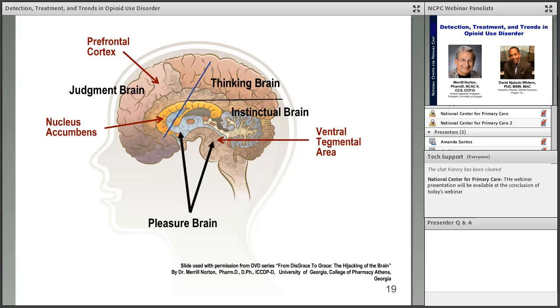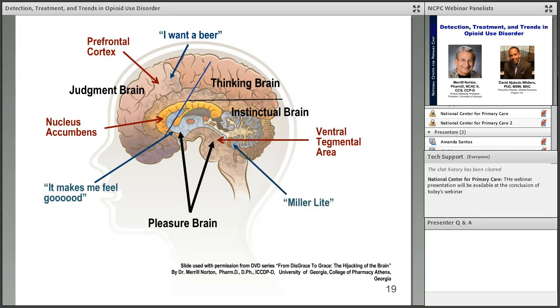And basically a normal brain will say, I want a beer. And why do you want a beer? It goes to the nucleus accumbens and it says, it makes me feel good. And then from the nucleus accumbens, it goes to the ventral tegmentum area, which is your memory system, and it says, Miller Lite. I want a beer. It makes me feel good, Miller Lite, which is normal in the brain, normal.